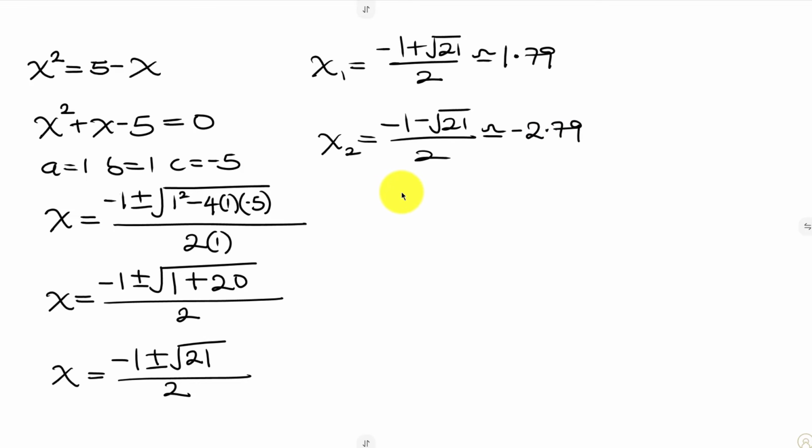Now recall that from the beginning we have a condition that says 5 minus x squared must be positive. If we have to plug in 1.79 here in place of x, we're going to be having a positive result. So this is a valid solution for x. Now what about negative 2.79? When I plug in negative 2.79 for x here, I'm going to be ending up with a negative result. So this value here is invalid. So we've got one valid solution for x from our first case.